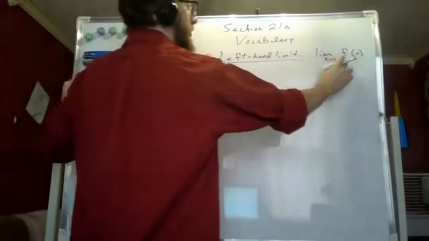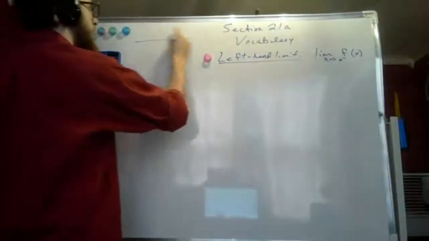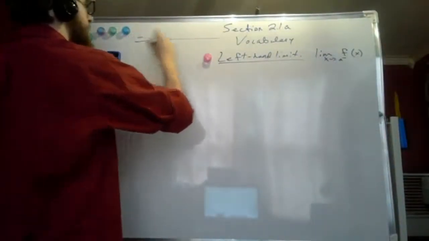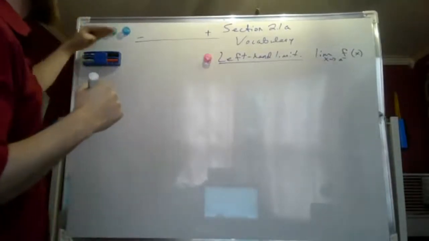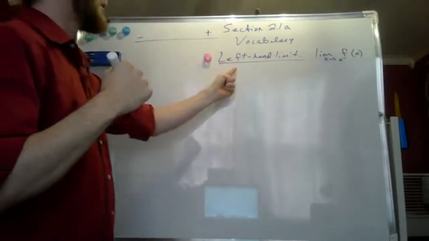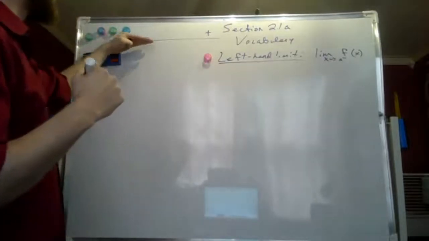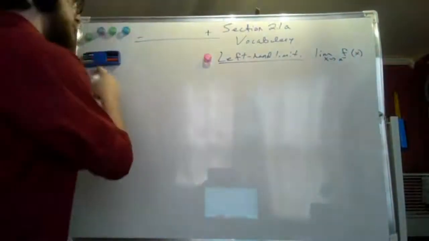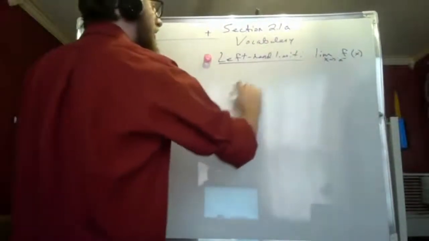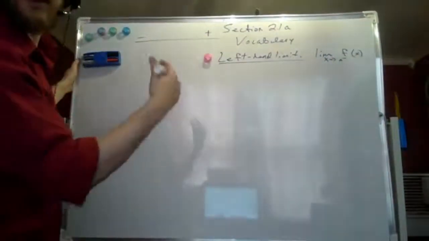Now I put the negative here because if you think about a number line, negative numbers are to the left, positive numbers are on the right. So if you're approaching from the left, that's what a left-hand limit means, then you're approaching from the negative side, hence the negative symbol here. So left-hand limit, what does this mean?